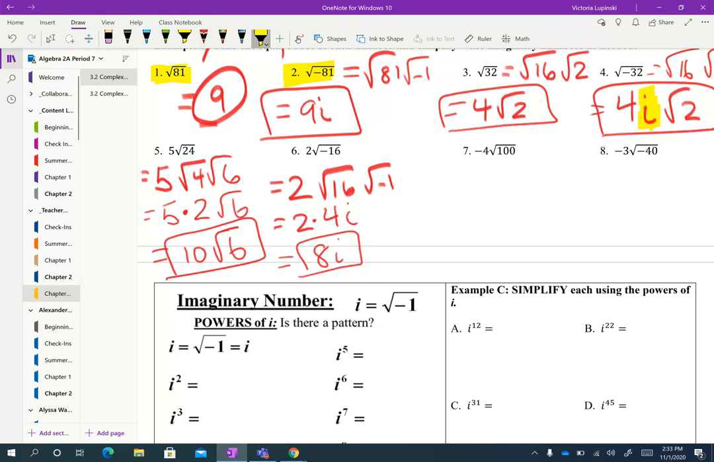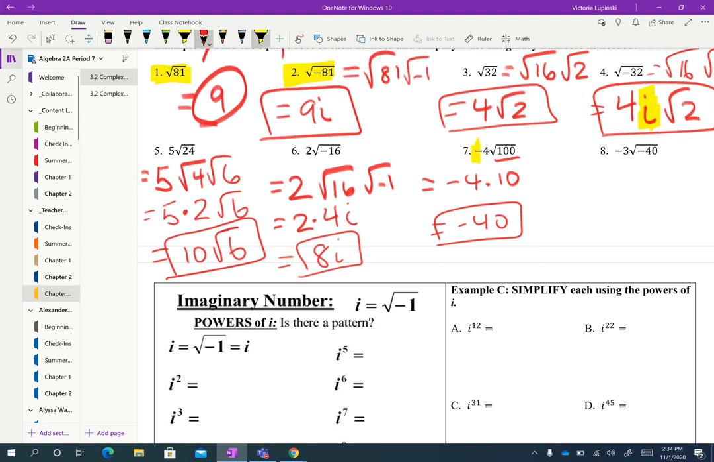In number 7, they're kind of trying to trick you because the negative is on the outside. If the negative is on the outside, you're not going to have an imaginary answer. You're going to have a negative answer. So make sure you know the difference. So the negative 4 is on the outside. The square root of 100 is just 10. Because everything pops out of the radical, you're going to multiply for an answer of negative 40.